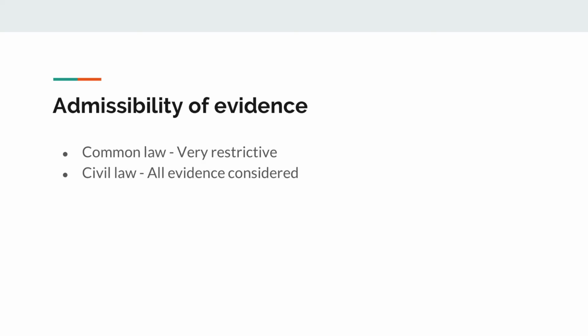In a civil law system, because there is no jury, all evidence is considered. Much more evidence is considered, because ultimately it's going to be a judge who's going to weigh the evidence, and a judge is aware of the evidence that is relevant and the evidence that is not.